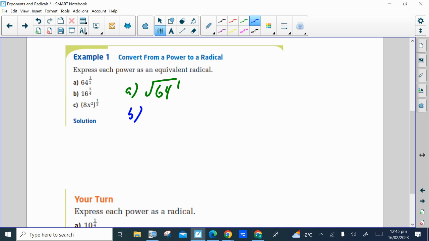Part B, 16 to the 3/4. Denominator of 4 means the index is 4. It's the fourth root of 16 to the power 3. You need to make sure you write that index small and raised. Don't write it in front like it looks like a coefficient. That is not the same as this. When you write it like that, you're saying that's 4 times the square root of 16 cubed. That's what that means. That's not the correct expression. The 4 must be written raised and smaller to show that it is an index.